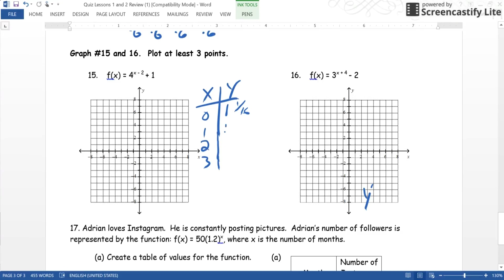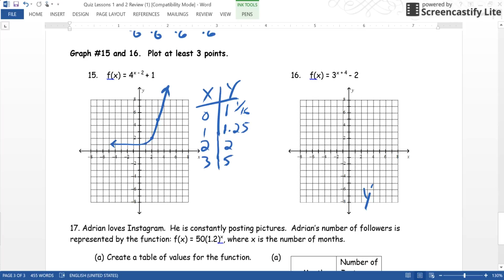When I put 1 in there, I get 1 and 1/4, or 1.25. When I put 2 in there, I get 2. When I put 3, I get 5. So at 3, I'm at 5. At 2, I'm at 2. At 1, I'm at 1.25. At 0, oops, I'm a little closer to 1. So this is going to get really close to 1, but never go below it. Okay?